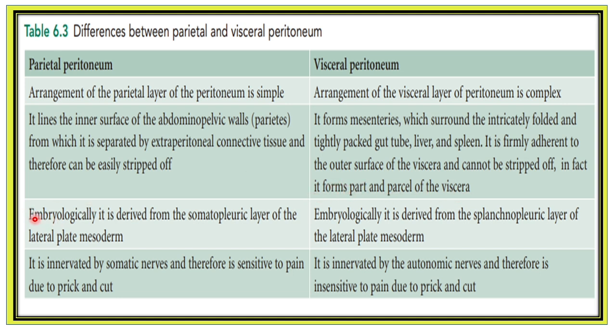Next, embryologically the parietal peritoneum is derived from the somatopleuric layer of the lateral plate mesoderm, and the visceral peritoneum is derived from the splanchnopleuric layer of the lateral plate mesoderm. The parietal peritoneum is innervated by somatic nerves, therefore it is sensitive to pain due to prick and cut. The visceral peritoneum is innervated by autonomic nerves, and therefore it is insensitive to pain due to prick and cut. So these are the differences between the parietal and visceral peritoneum.